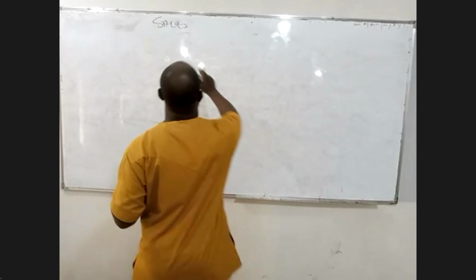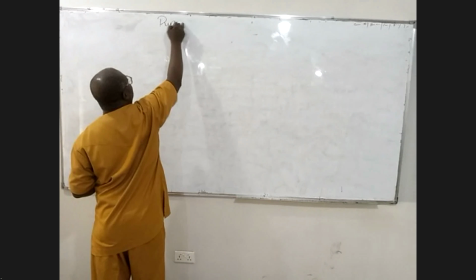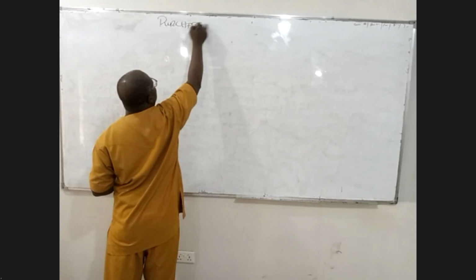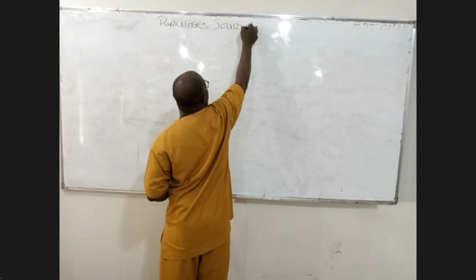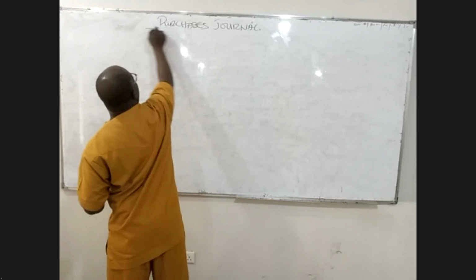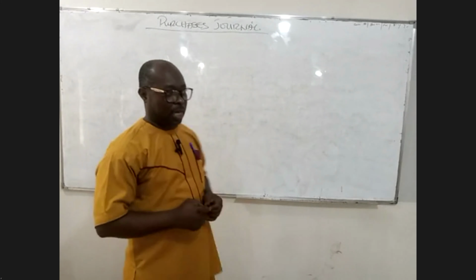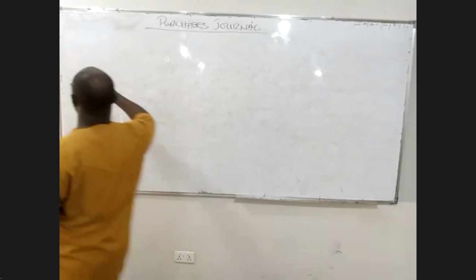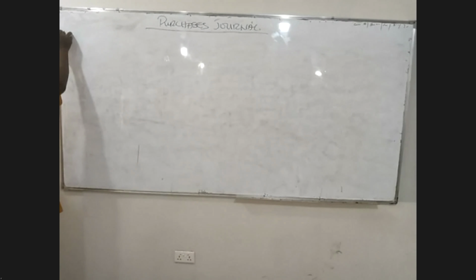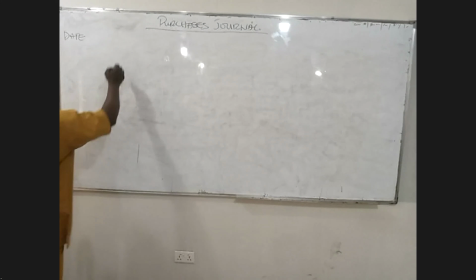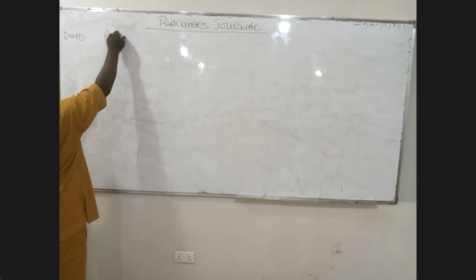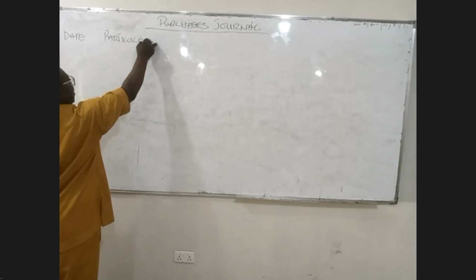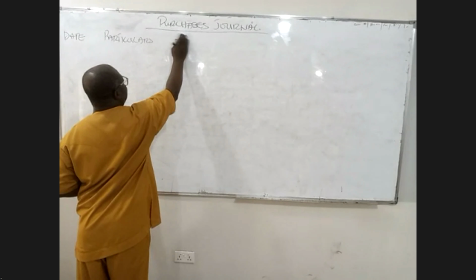Master, let's go back to the question. The next one is purchases journal. Good. Purchases journal is also a book that records all our daily credit purchases. Daily credit what? Purchases. So what are the issues here? Number one is the date. Number two is what? The particulars or the details. Number three is what? Invoice number.